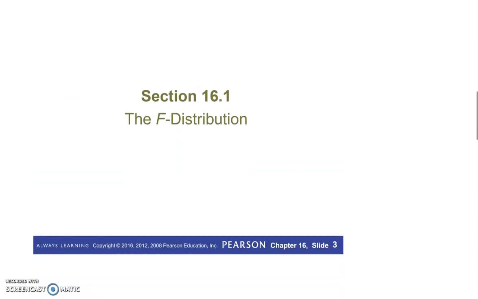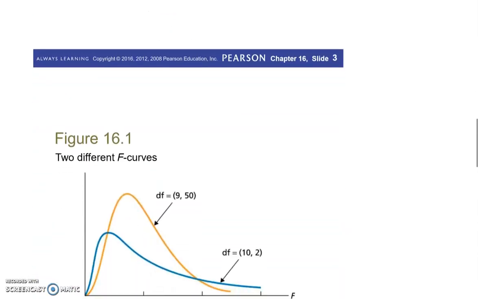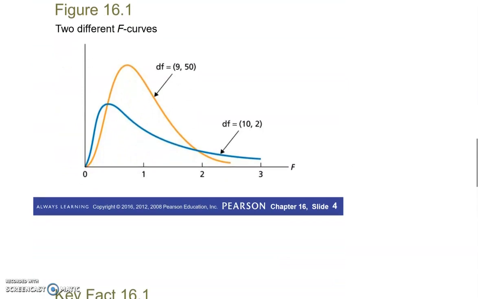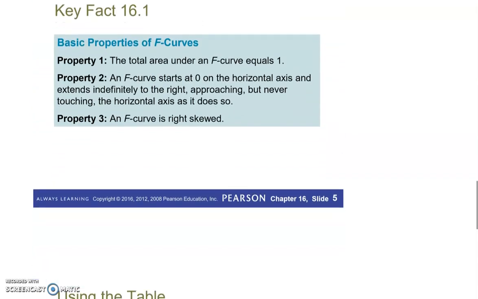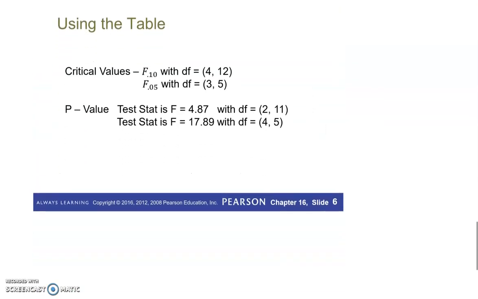And let's talk about just the F distribution itself for a minute. You will notice it looks very much like our chi-square distribution. It starts at 0, just like the chi-square, and it is right skewed like the chi-square. The total area will always equal 1, just like all the other curves we have worked with, and is right skewed. So let's try some examples.